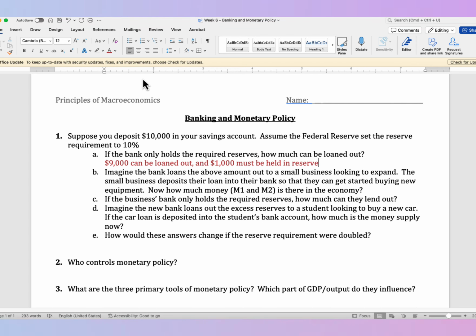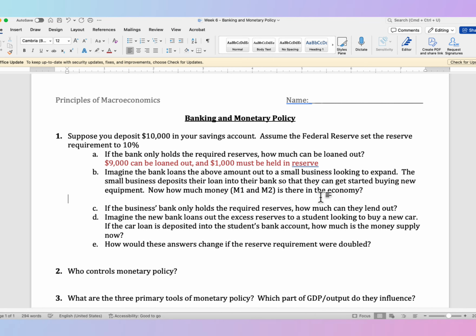And remember, it is true that banks can hold excess reserves, but if they want to make as much money as they can, they're going to want to make as many loans as they can and hold the minimum reserves. So that is what that situation is.